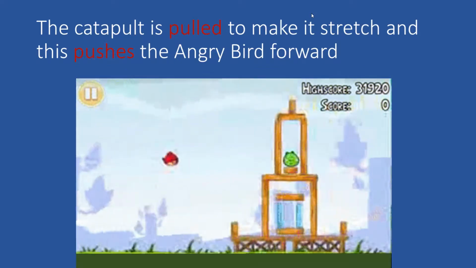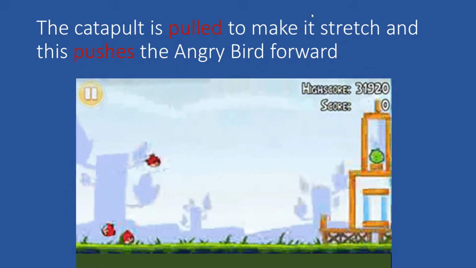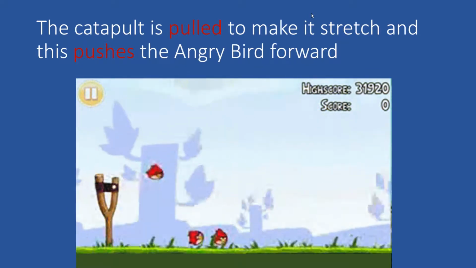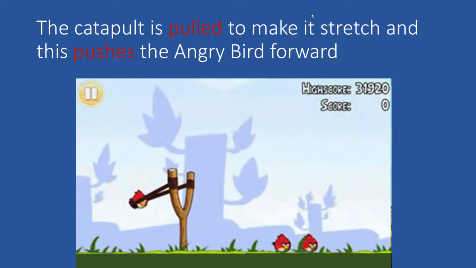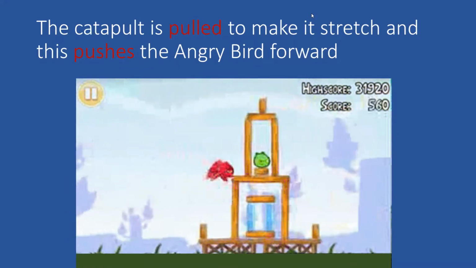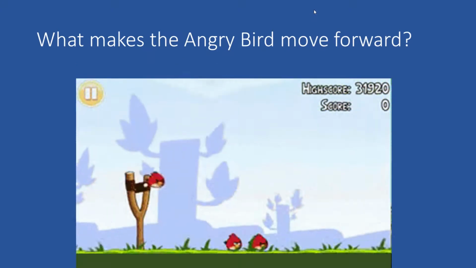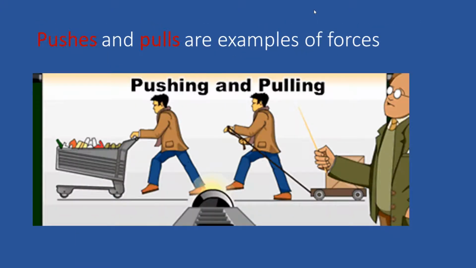So the origin of a force is a push or a pull. Together, a push or a pull is the origin of a force. Pushes and pulls are examples of forces.